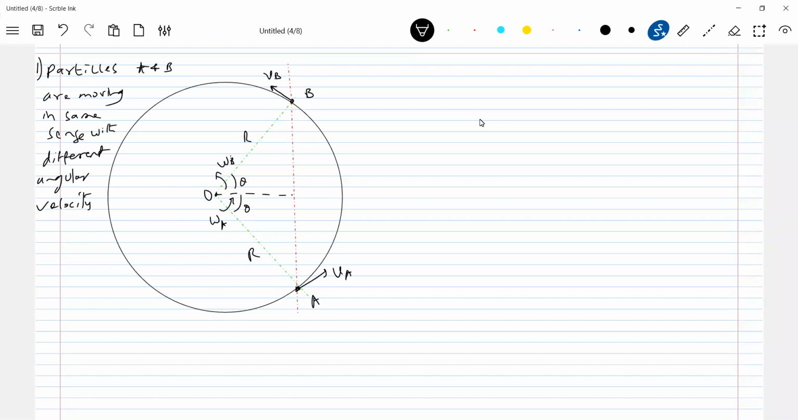The angular velocity of A with respect to B. So that particular basic formula is what I'm going to apply here. Now, this is R. So how much will this distance be? R sine theta.